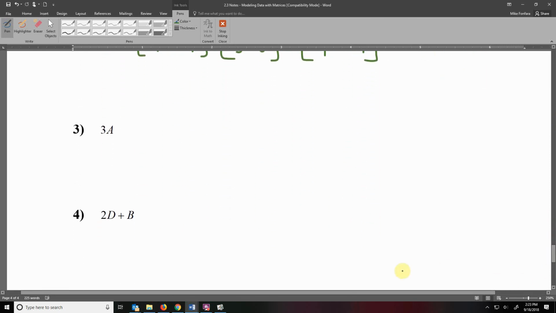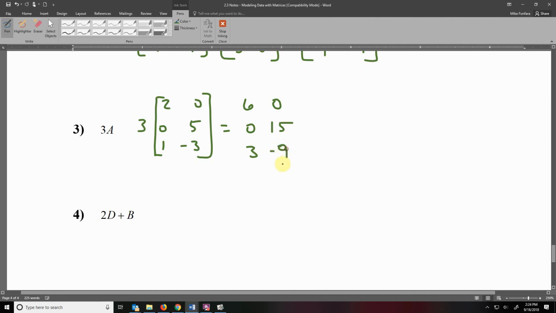Okay, 3 times A, you can always do scalar multiplication on any matrix. So there's 3 times matrix A, and now we just multiply everything in matrix A by 3. 2 times 3, 0 times 3, 0 times 3, 5 times 3, 1 times 3, and -3 times 3.